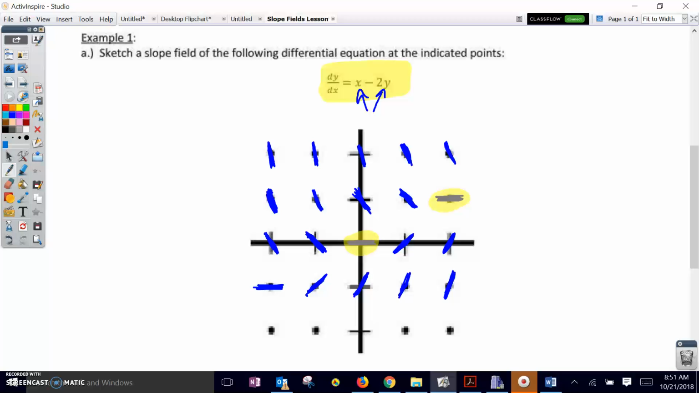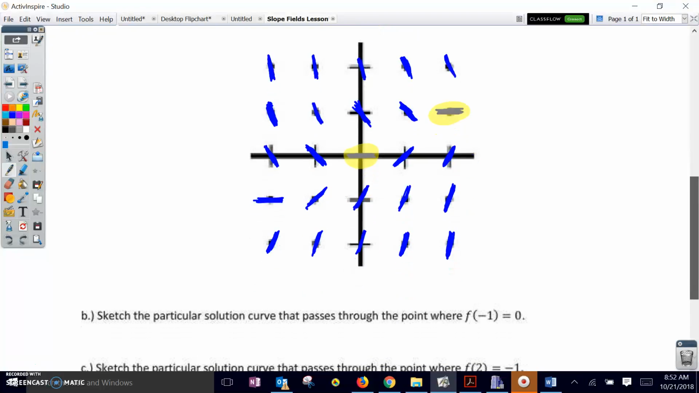Let's see, at 0, -2, my slope is 4. Here it's 3. Here it's 2. Over here it's 5. And 6. Okay? And so that's what our slope field's going to look like. Basically, I just calculate the slopes at all those points, plot little hash marks for them, and that gives me the slope field. Now, this shows us a picture of what all the antiderivatives of dy dx look like. And I can start at a particular value and sketch an example of a solution curve with that initial condition.